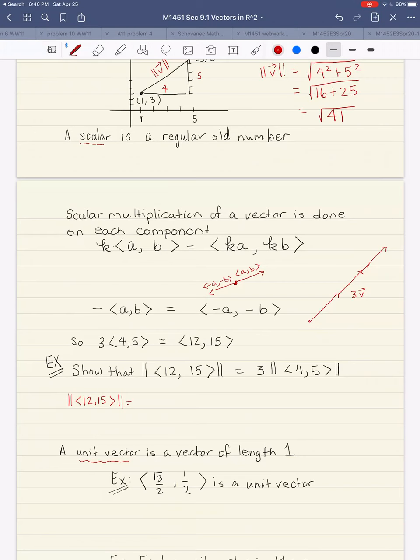So the norm of the vector whose components are 12 and 15 would be the square root of 12 squared plus 15 squared. 12 squared is 144. 15 squared, is that 225?